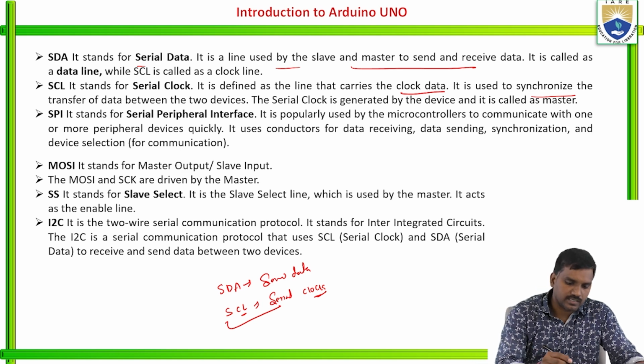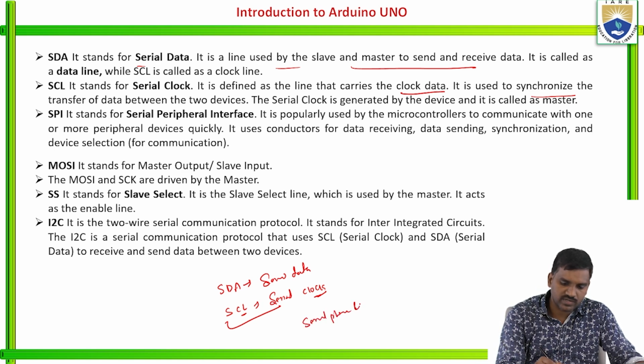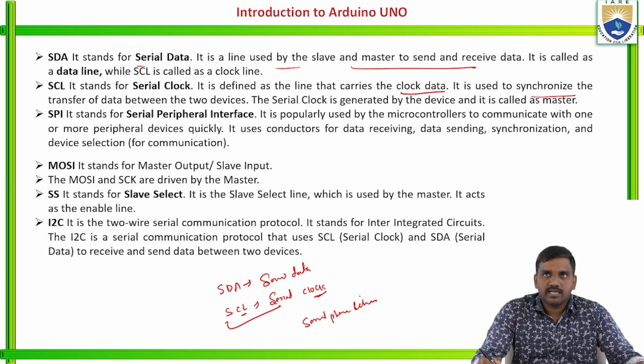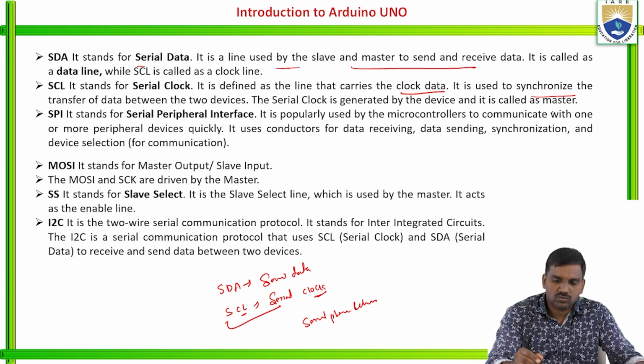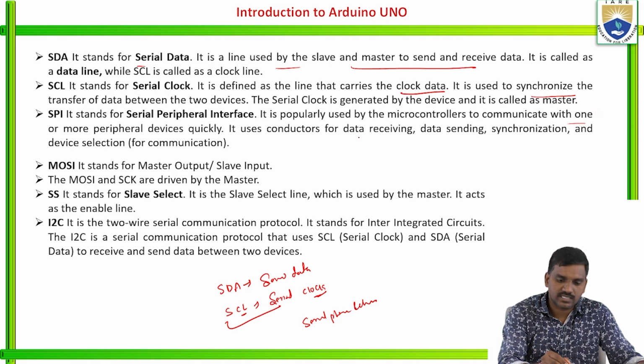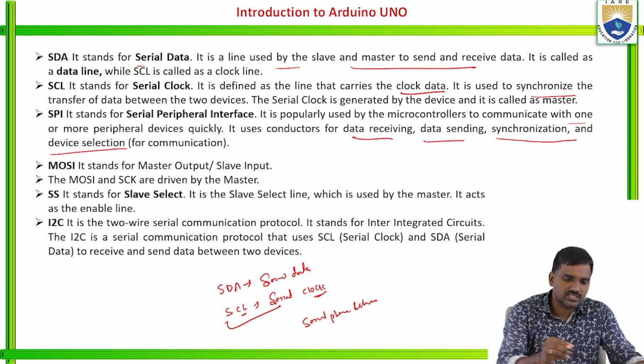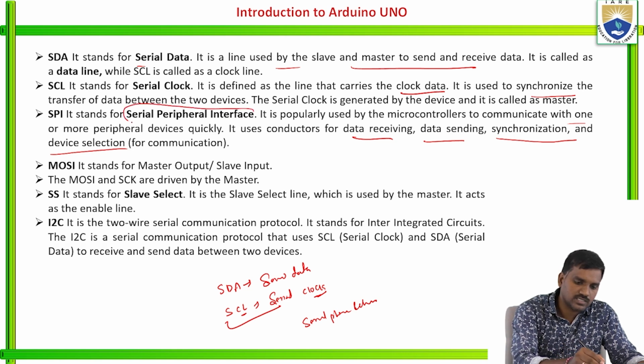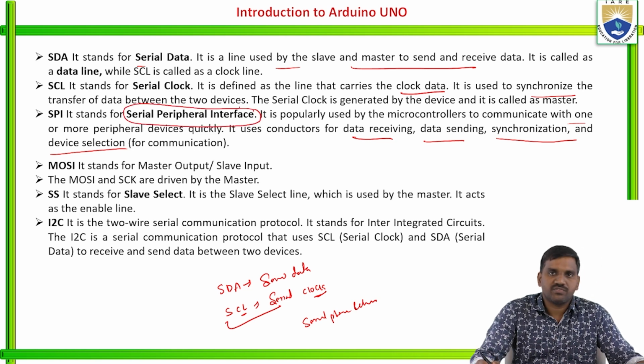So next is SPI. SPI stands for Serial Peripheral Interface communication protocol. It is popularly used by the microcontroller to communicate with one or more peripheral devices quickly. It uses conductors for data sending, synchronization, and device selection for communication. The very important term is SPI, Serial Peripheral Interface.